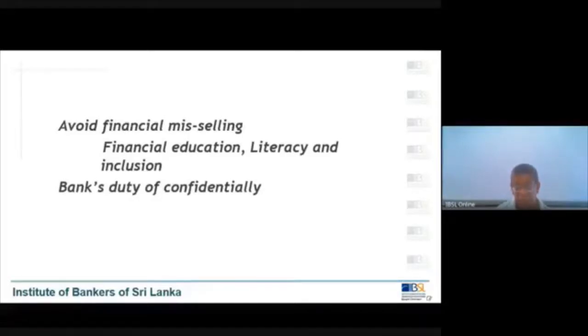banks' duty of confidentiality. Customers are protected because banks are not supposed to give any personal information or bank information to third parties, except for three reasons. One, when the court wants information disclosed. Second, when the bank wants to recover the loans that we have given. Then sometimes the bank needs to disclose this confidential information. And the third, like CRIB and the Inland Revenue Department, so we need to give customers' information. Other than these three reasons, we are not supposed to give any details of the customers' information that is covered under the secrecy law, right?